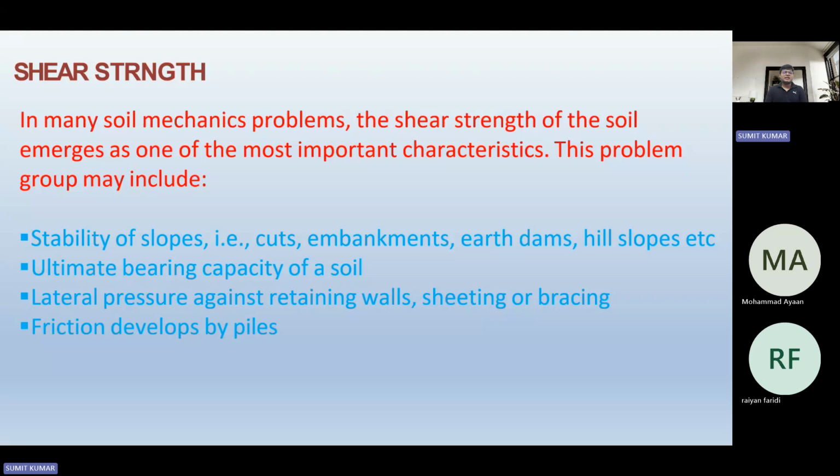So in many soil mechanics problems, the shear strength of soil emerges as one of the most important characteristics, and the problem group may include the stability of slopes, and how it is associated with that we will also see. The stability of slopes, cuts, embankments, dams, hills, ultimate bearing capacity, lateral pressure against retaining walls, shoring or bracing, or the friction developed by piles. Everywhere it is the shear strength.